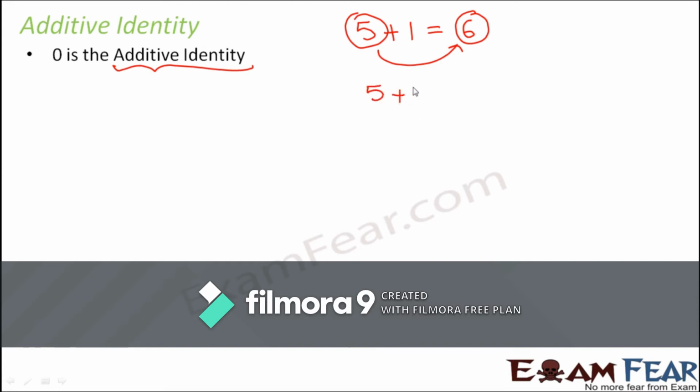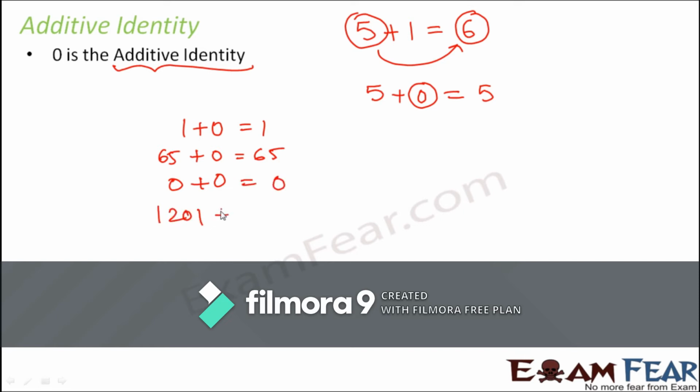Now, can we have a number which when added to 5 will retain its identity? That means even after adding that number, 5 will remain as 5. So that number is nothing but 0. You add 0 to any number, every number will remain the same, and that is why 0 is called additive identity, because this happens only when you add 0. So you talk about any number, 1 plus 0 gives 1, 65 plus 0 gives 65, 0 plus 0 gives 0, 1201 plus 0 gives 1201. In all the cases, 0 retains the identity.